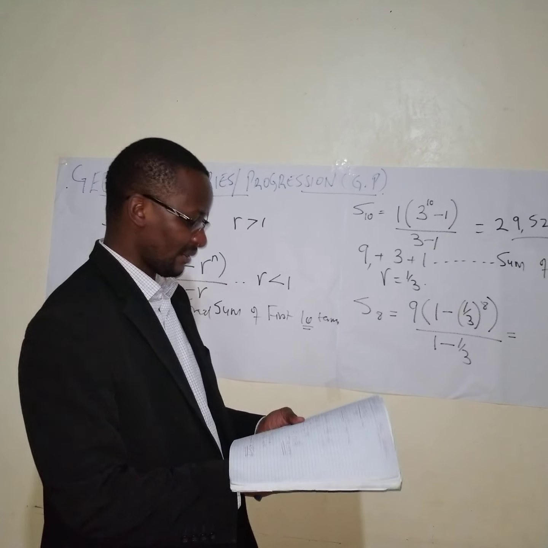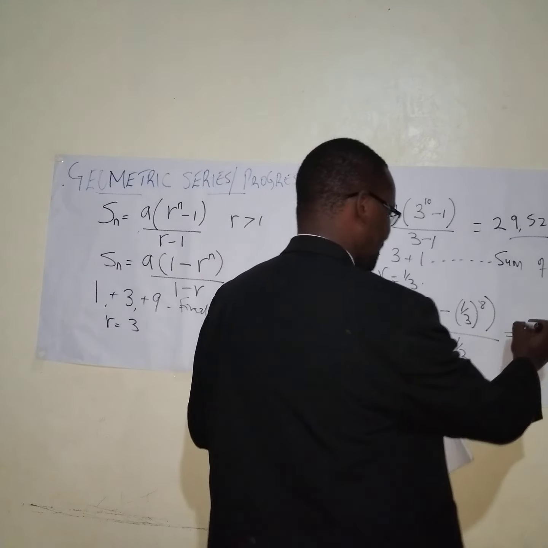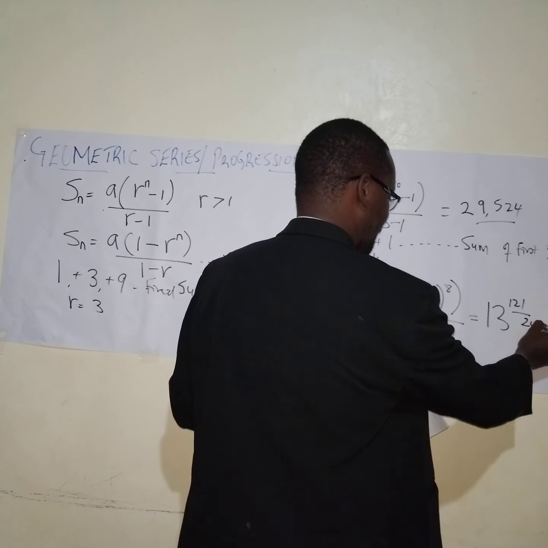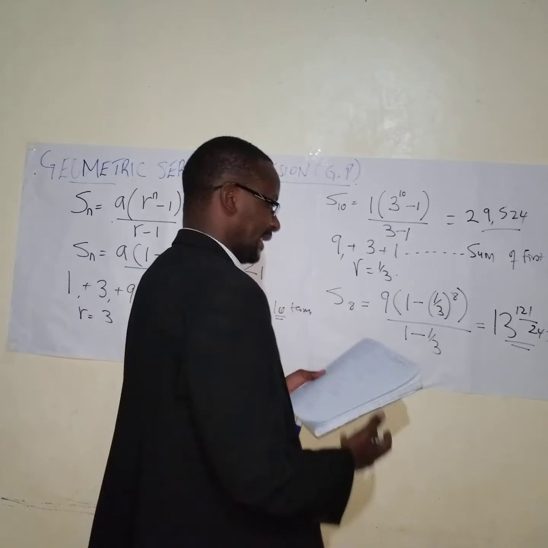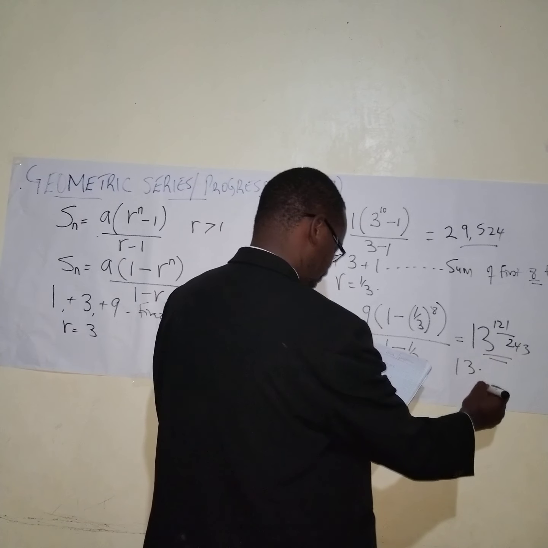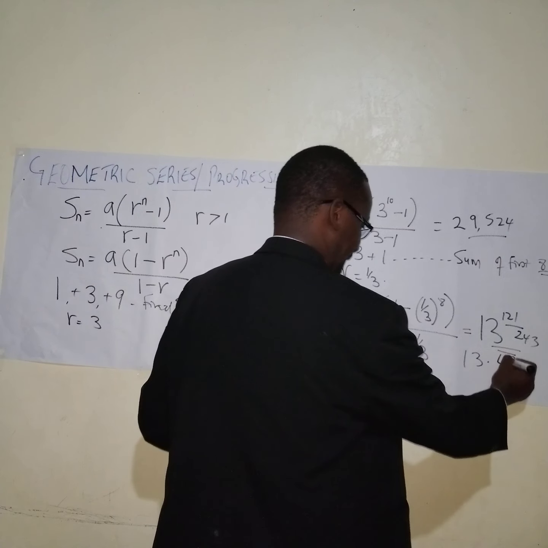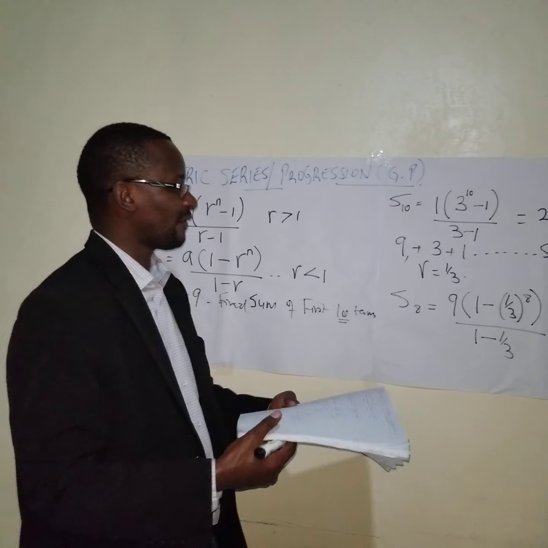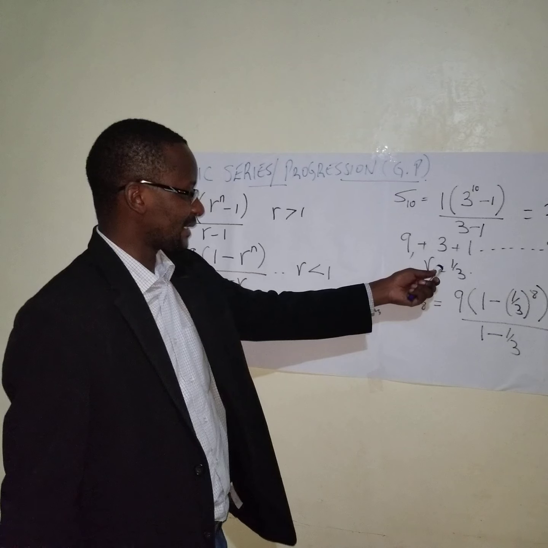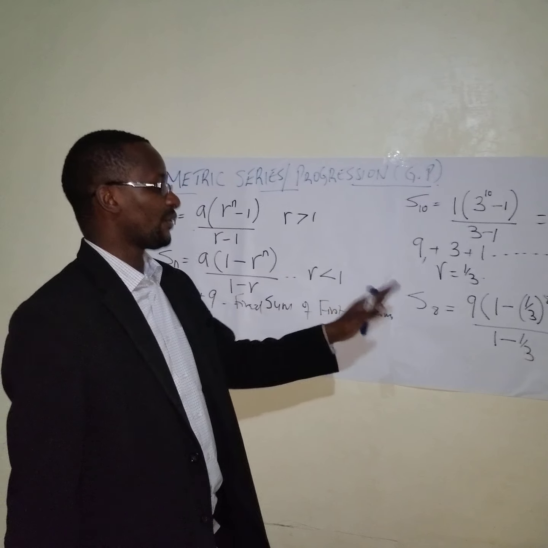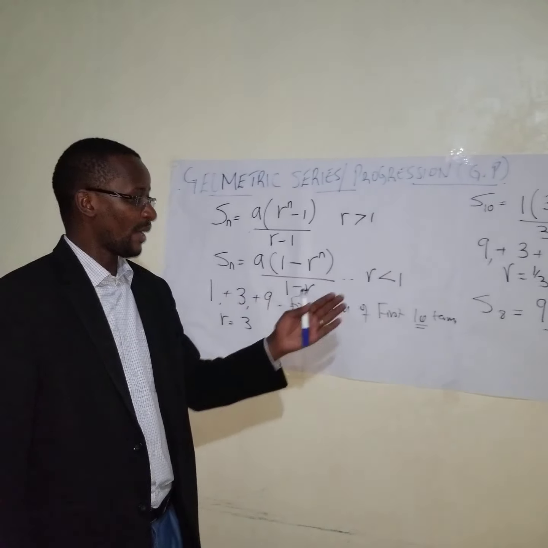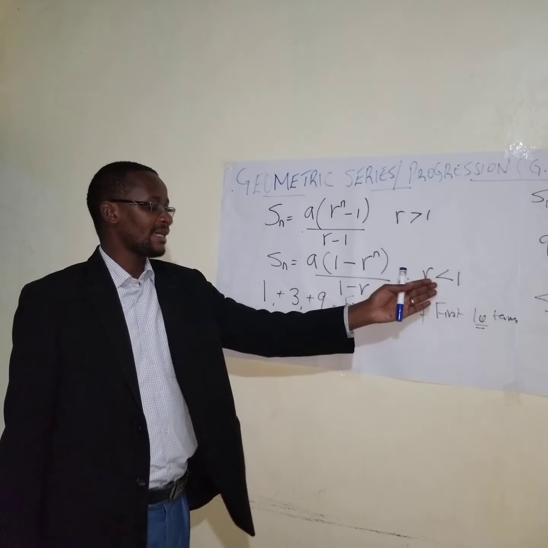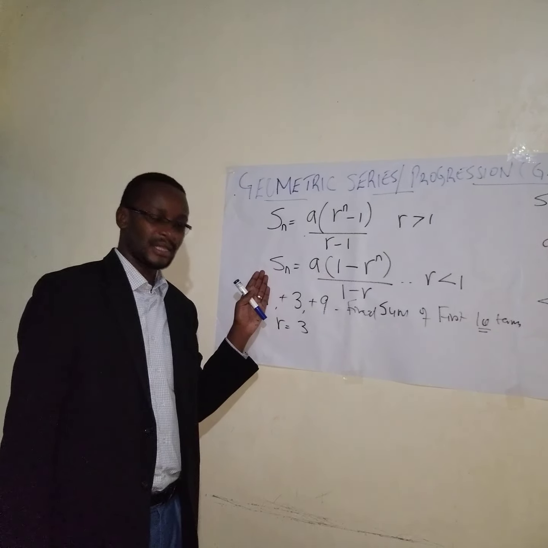Check your answer, the one you're going to get. You should get something like 13 and 121 over 243. You can also get that one in decimals, which will be 13.498. So that will be the sum of the first 8 terms in this particular progression. So that's how you apply both formulas. When r is greater than 1, you apply the first formula. When r is less than 1, you apply the second one.